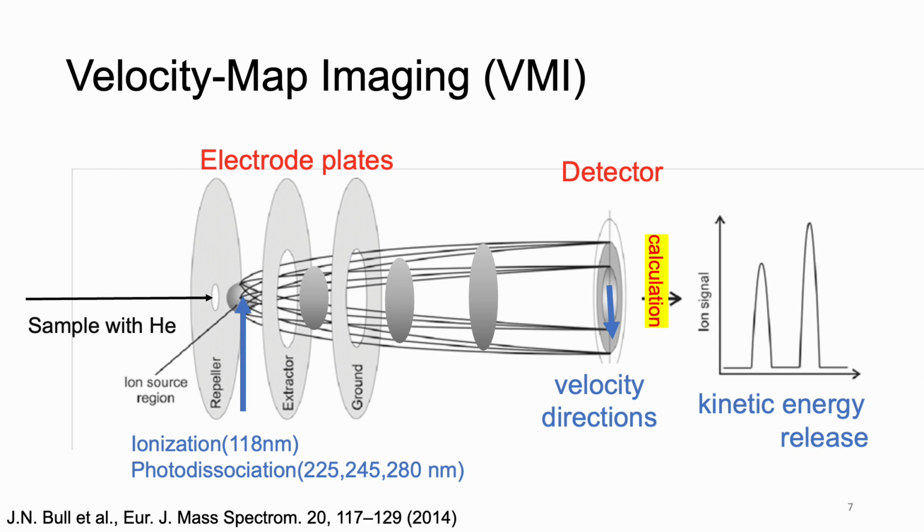The ion detector includes a microchannel plate coupled to a phosphor screen. Each incoming ion generates an optical signal on the phosphor, which is captured by a camera. After some calculation, the data was transformed into kinetic energy release.